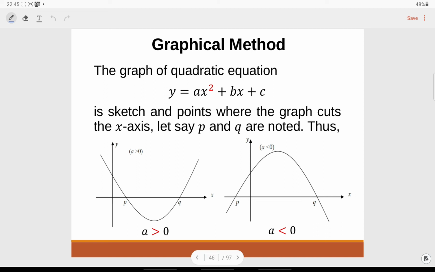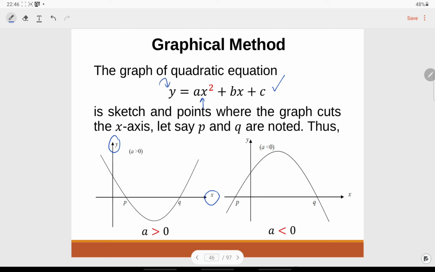We need to consider the given quadratic expression as an equation like this. We make it y equals x squared plus bx plus c because we want to plot this, we want to sketch this equation in the form of a graph. In the graph, we have the y-axis and x-axis. So that is why we need y and x.